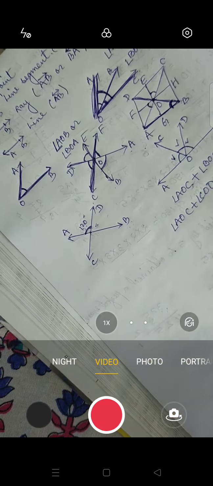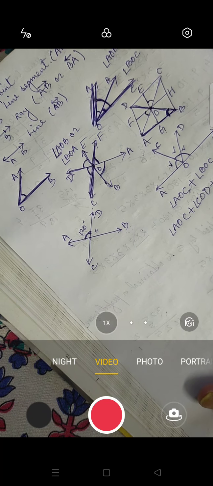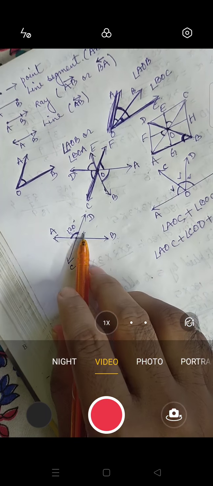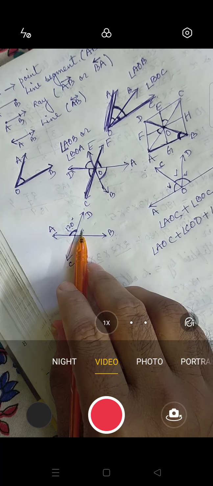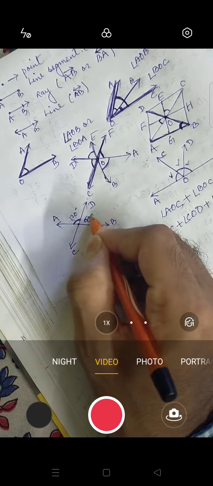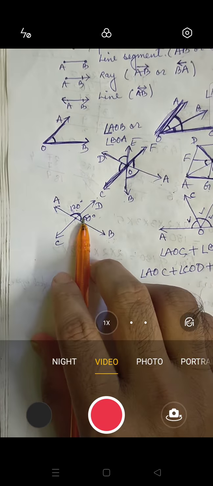What will be the reason? Just now we have studied. Reason will be linear pair. So here this is 120 degrees, plus this one, it will be 180 degrees. So if this is 120 degrees, definitely this has to be 60 degrees. That means this angle will be 60 degrees, correct? Now again we can say this and this.